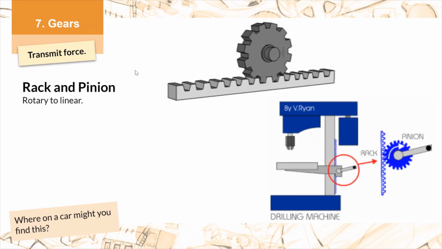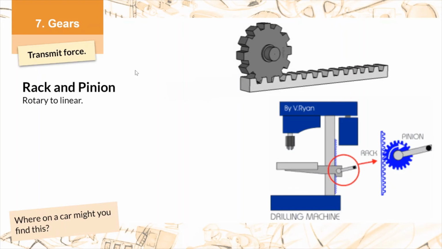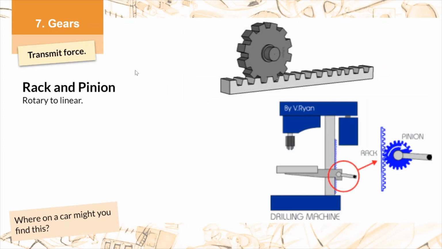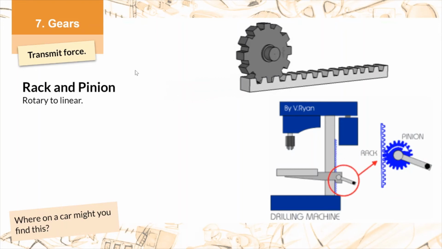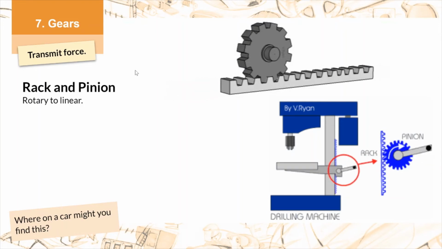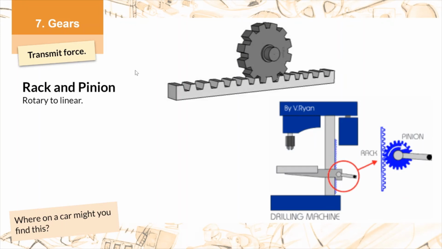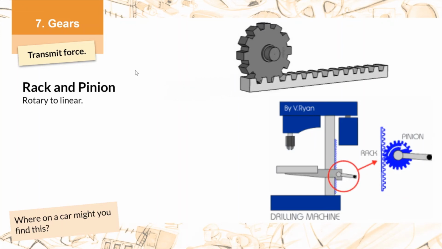So in the workshop, we have a rack and pinion on the back of our pillar drills. As I turn the handle to move the bed up and down where I'm putting my work, the handle is attached to a pinion, which then moves up and down a rack.